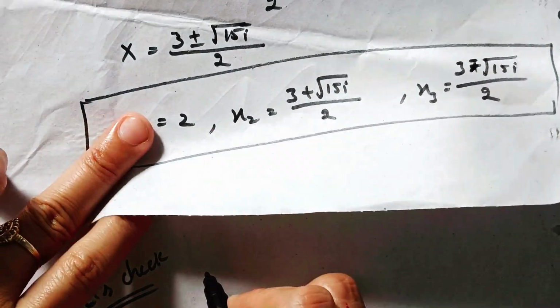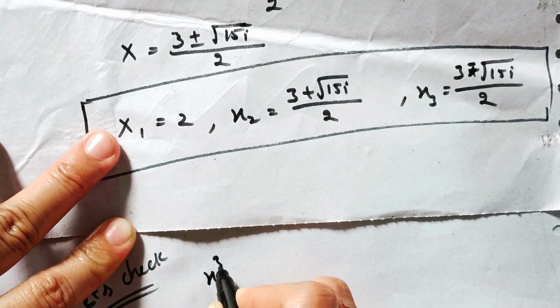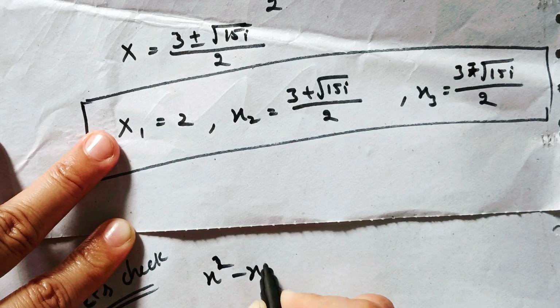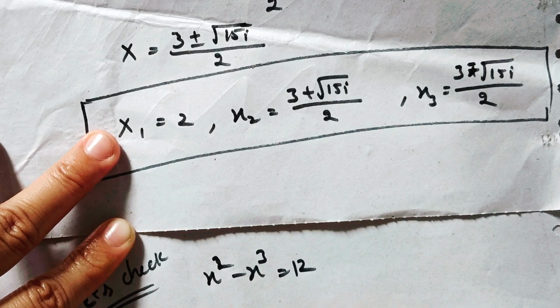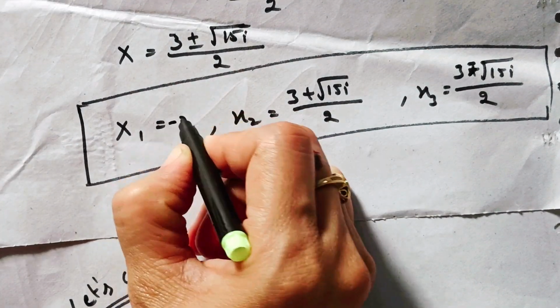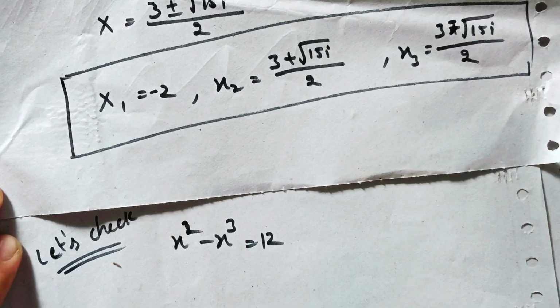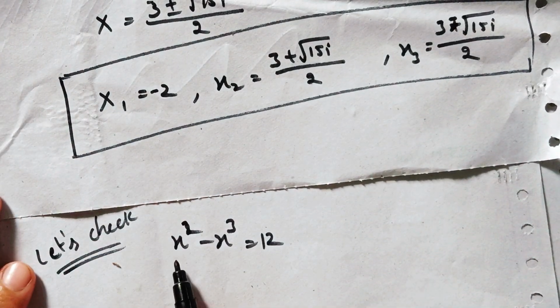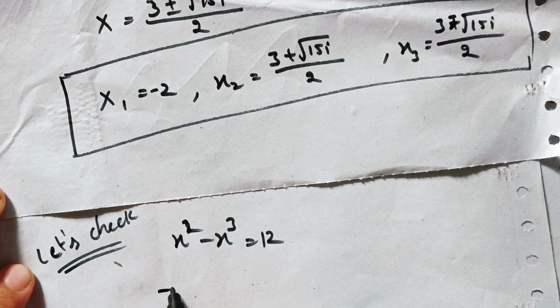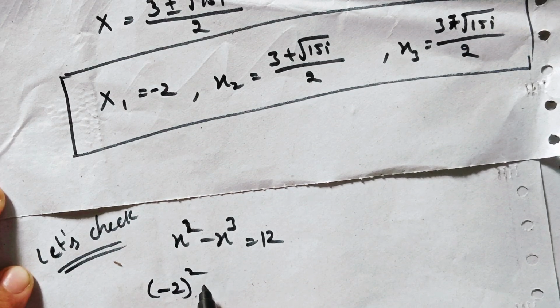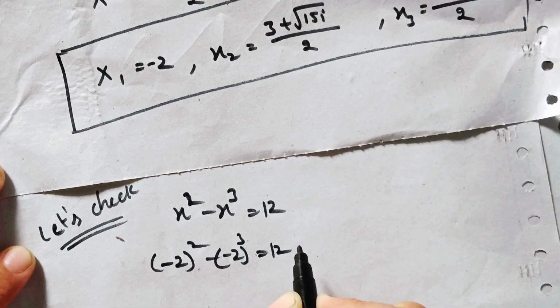So our question is x square minus x cube equal to 12. In the place of x we have to take minus 2. Minus 2 whole square minus of minus 2 whole cube equal to 12.